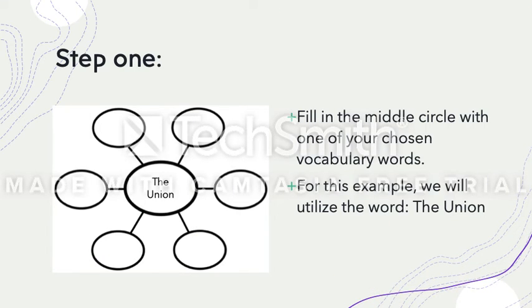So step 1, for this example, we're going to pretend that we are doing a unit on the Civil War, specifically, again, looking at vocabulary. I want to start off, we will fill in the middle circle with one of your chosen vocabulary words. That middle circle is where the main idea is going to go, and then from there we will fill in the other circles to branch off, and that's where you're going to build connections, fill them in with words that remind you of this concept.